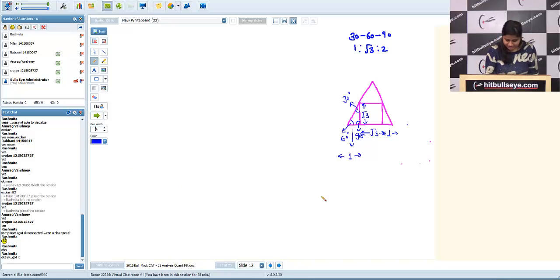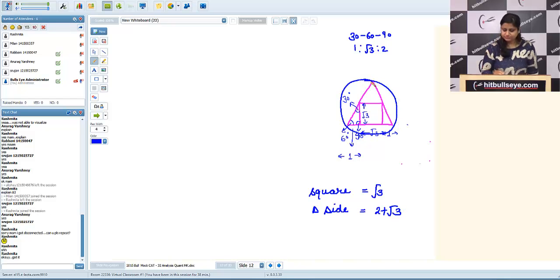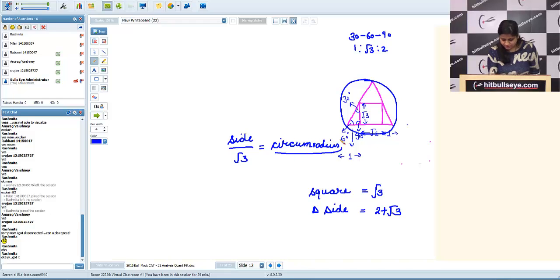Now, we have solved that we are taking the square side to be root 3 and triangle side to be 2 plus root 3. And this triangle is inscribed in a circle. Then obviously the circle is the circumcircle of the triangle. What is the circumradius formula? Circumradius formula is side upon root 3. That is the circumradius of any such triangle. So if we want to calculate circumradius for this, it will be side upon root 3. So the radius of the circle will be (2 plus root 3) upon root 3.